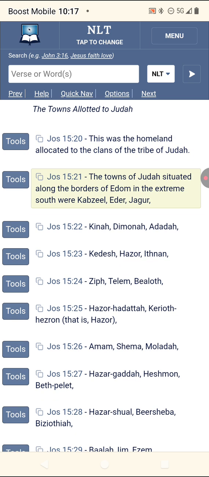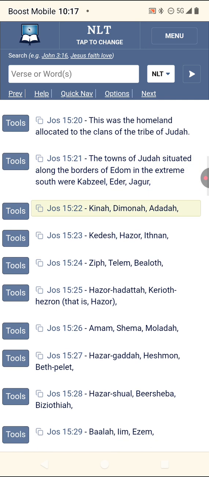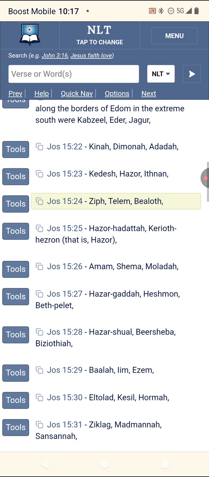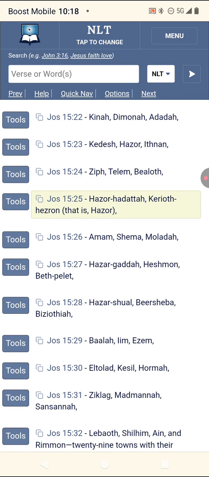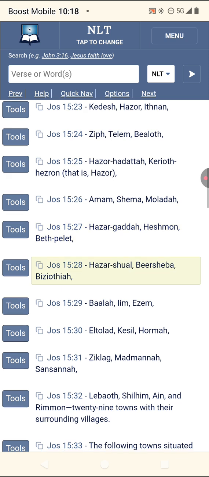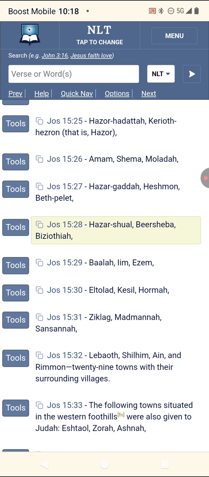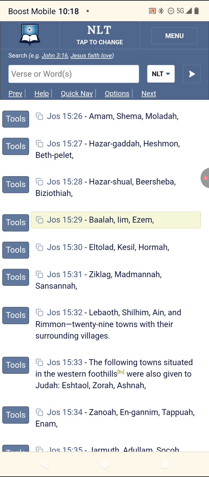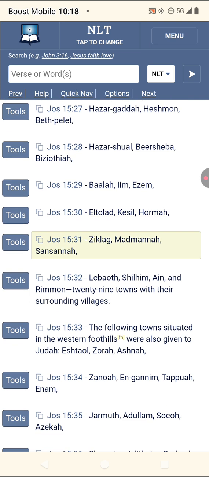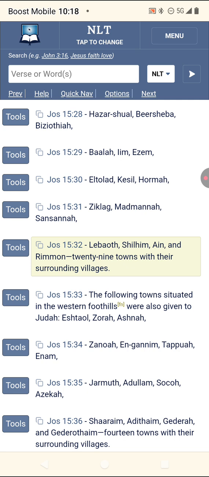The towns of Judah situated along the borders of Edom in the extreme south were Kabzeel, Eder, Jagur, Kinah, Dimonah, Adadah, Kedesh, Hazor, Ithnan, Ziph, Telem, Bealoth, Hazor Hadattah, Kerioth Hezron, that is Hazor, Amam, Shema, Moladah, Hazar Gaddah, Heshmon, Beth Pelet, Hazar Shual, Beersheba, Biziothiah, Baalah, Iim, Ezem, Eltolad, Kesil, Hormah, Ziklag, Madmannah, Sansannah, Lebaoth, Shilhim, Ain, and Rimmon, 29 towns with their surrounding villages.